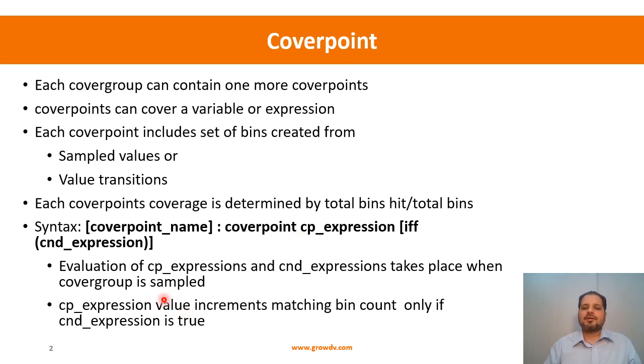So what happens is, whenever the sample gets called either implicitly or explicitly, the CP expression or the variable and the condition expression, optionally, if it is provided, get evaluated. The square bracket, when you read in the LRM, means optional. If you have optionally provided this condition expression, both of them get evaluated, and then the CP expression value that we have defined in the bins increments the matching bin count only if the condition expression is true.